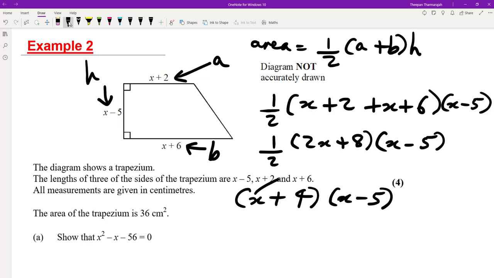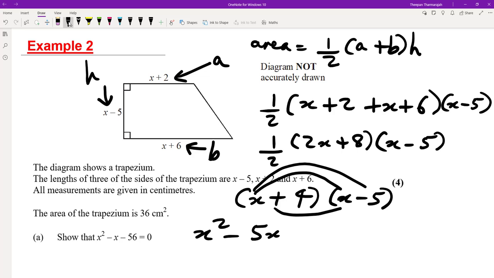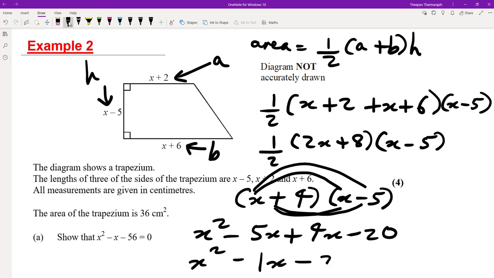Then I'm going to expand the brackets here. x times x is x squared. x times minus 5 is minus 5x. Positive 4 times x is plus 4x. And 4 times minus 5 is minus 20. Hence we get x squared minus 1x minus 20. Now this is the area of the trapezium algebraically.